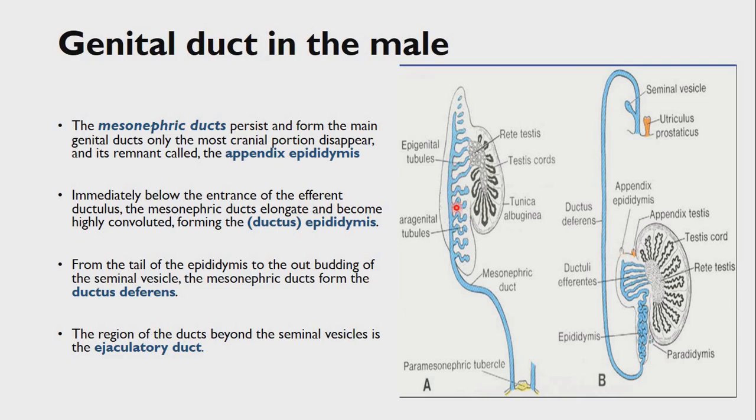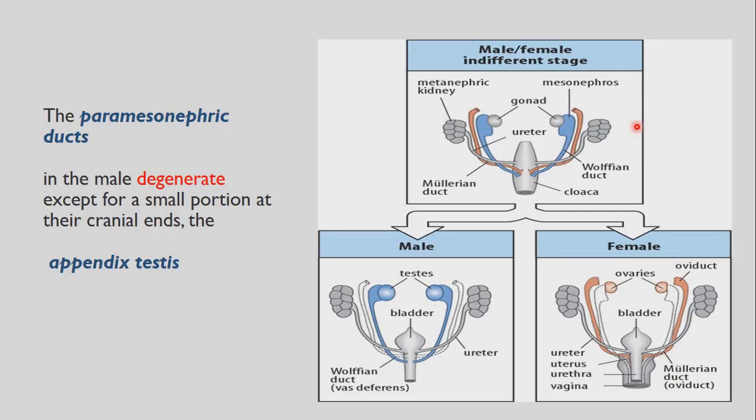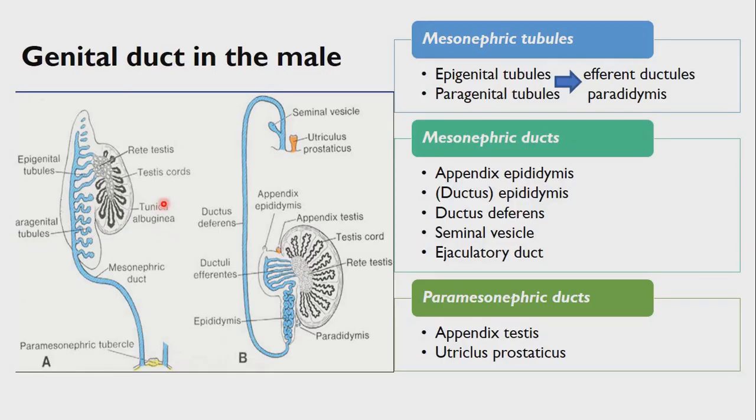The mesonephric duct will give rise to the ductus epididymis, vas deferens, up to the area where there is outbudding of the seminal vesicle, and beyond this there will be formation of the ejaculatory duct. Now, the third duct which is present in the male is called the paramesonephric duct. In the male it will degenerate, except for a small portion at its cranial end, which is called the appendix testis. Now look here, this is the appendix testis.